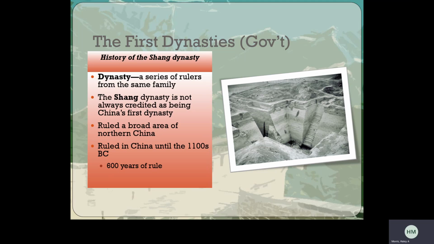It's a series of rulers from the same family. The Shang dynasty is not always credited as being China's first dynasty, like I said, but they did rule a broad area of northern China, and they ruled in China until the 1100s BC, which is about 600 years of rule. So that's a very long time. In class, I said the United States has been a country for around 240-something years, and so that's a long time. They were in rule for longer than twice the amount of time that America has been a country.